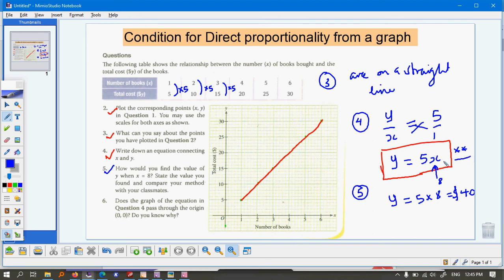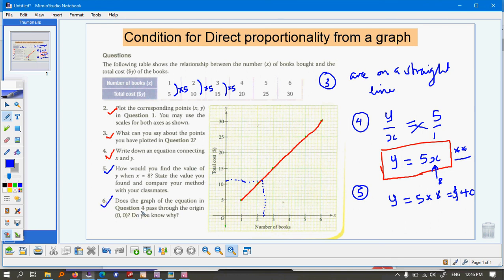But if the value was on your graph, for example, find the value of y when x is 2.5, you will go and look for 2.5 and draw lines to the graph and lines away. That is if it's on the graph, but this one was off the graph.